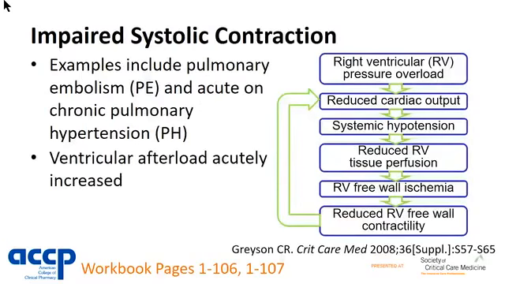What you see here from a physiological standpoint is it begins with right ventricular pressure overload, which progresses to reduced cardiac output on the right ventricle, which then impedes on the left ventricle, leading to reduced cardiac output overall. You see systemic hypotension and reduced right ventricular tissue perfusion, leading to ischemia and reduced right ventricular contractility. It's a really vicious cycle that rapidly progresses and can happen over the course of minutes in some of the cases.